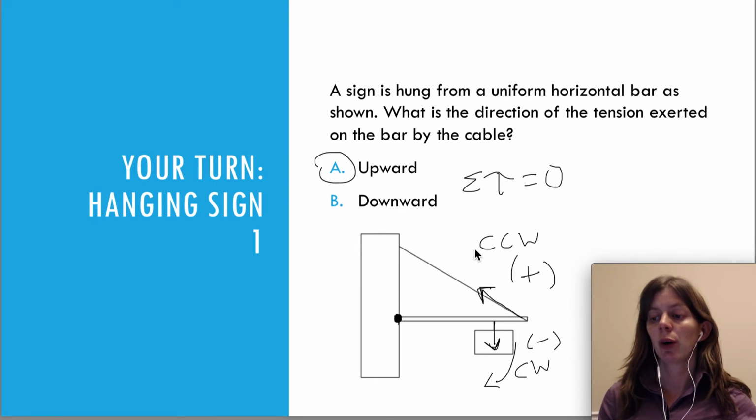I'm just showing you how this works. What this condition for static equilibrium really means is that the torques must balance. Any clockwise torques have to be balanced by counterclockwise torques.